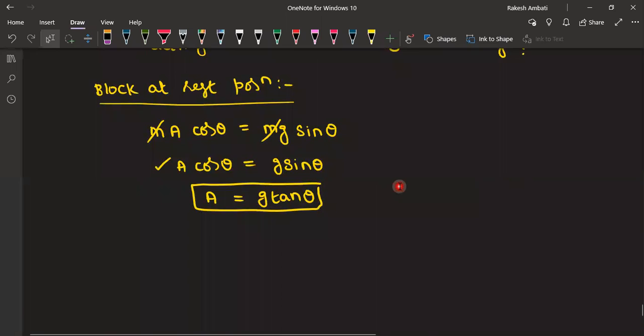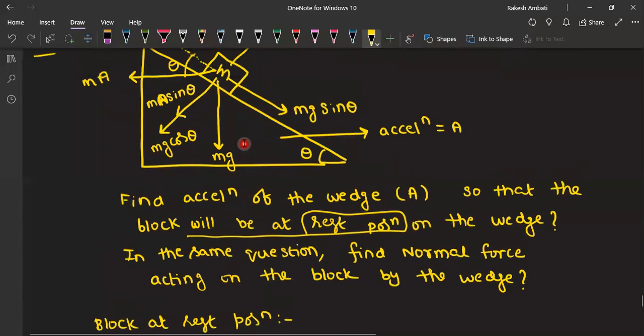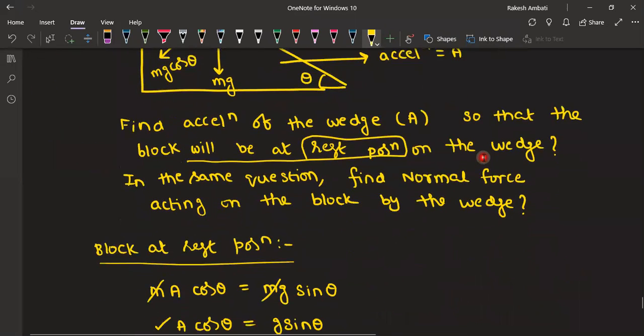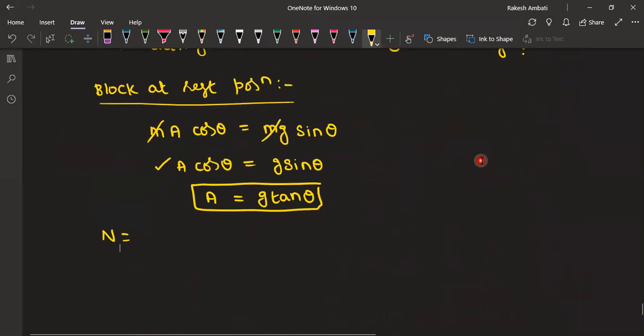The second question, we have to find the normal force. If we observe the free body diagram, this normal force is balanced by these two forces. Therefore, normal force equals mg cos theta plus m capital A sin theta.